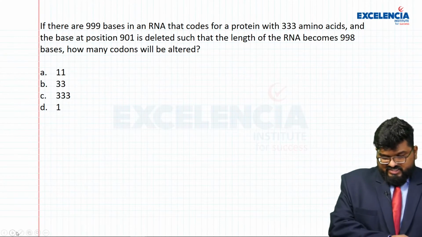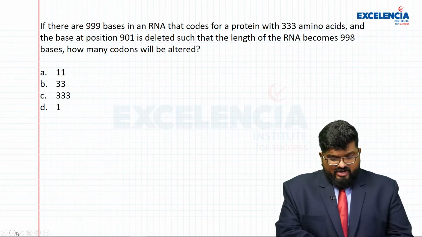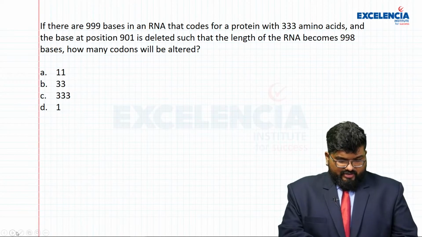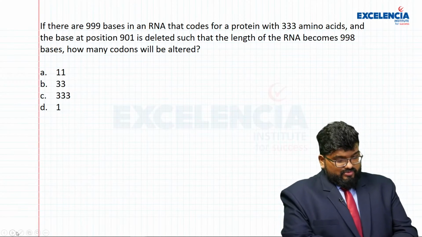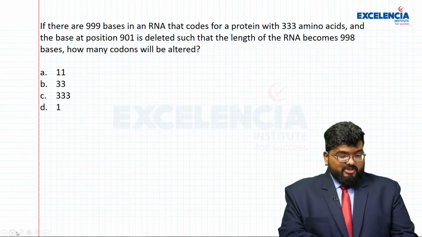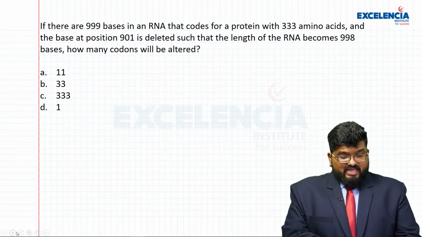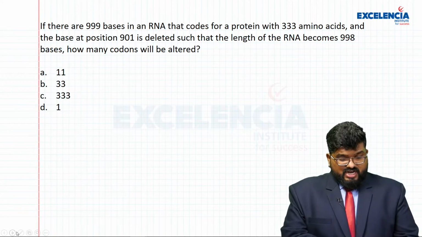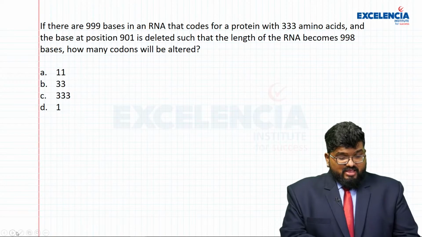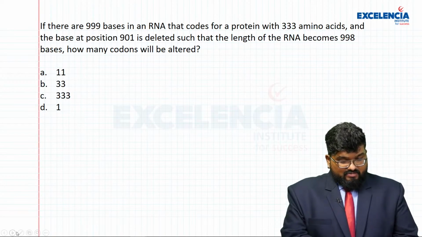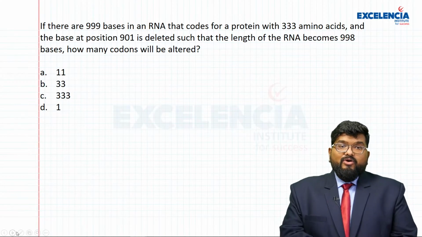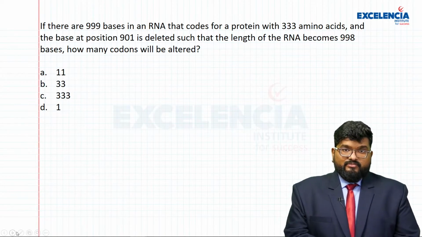Oh, interesting question. If there are 999 bases in an RNA that codes for a protein with 333 amino acids, and the base at position 901 is deleted such that the length of the RNA becomes 998 bases, how many codons will be altered?